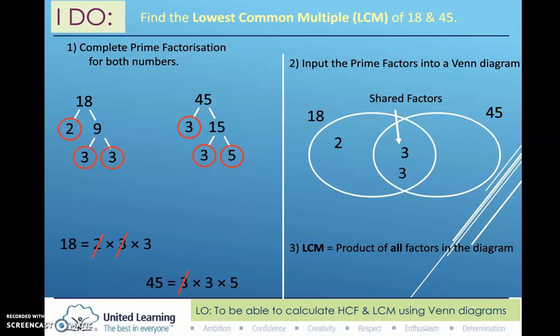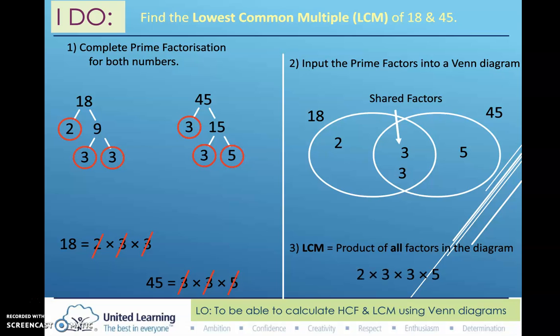But now we notice that there's also another 3 in both 18 and 45, so we put that in our shared factors, and we put that into the middle section. Now bear in mind that we haven't put 4 3's in the middle, we've just put one 3 for each pair that is shared. And then we are left with a 5 in the 45.